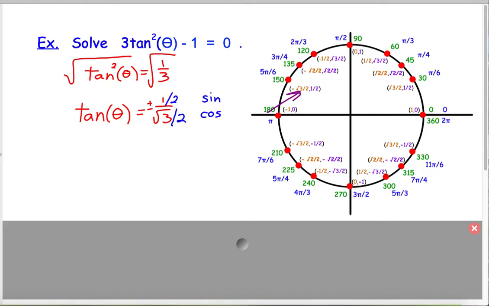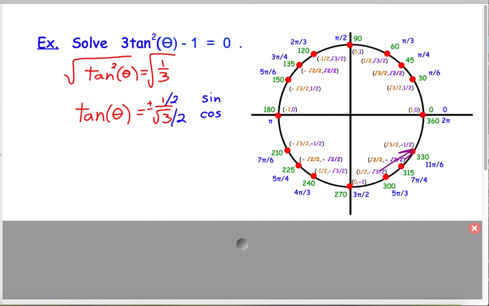The tangent would be negative 1 over root 3. And also down here, the tangent would be positive 1 over root 3. And then across here, we get the tangent is equal to negative 1 over root 3. So we have these 4 spots. Notice the symmetry on our unit circle for those 4 answers.